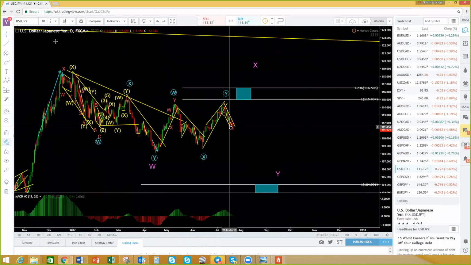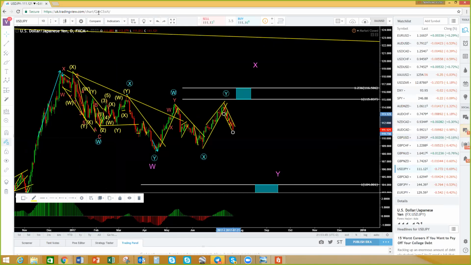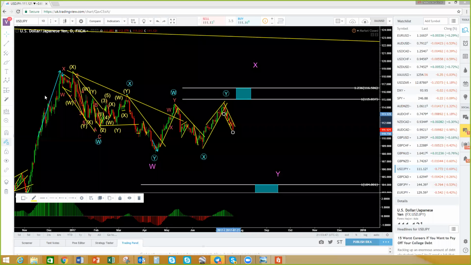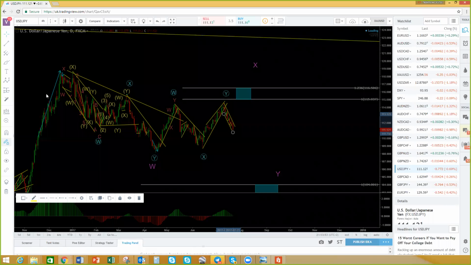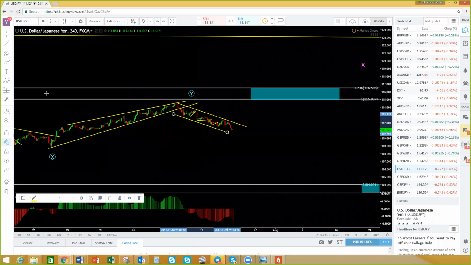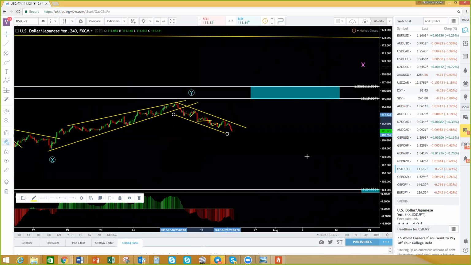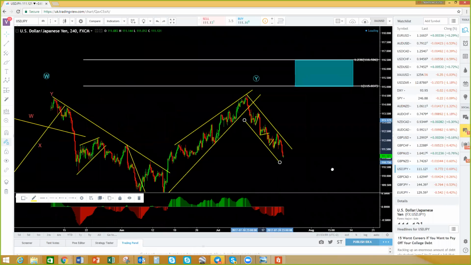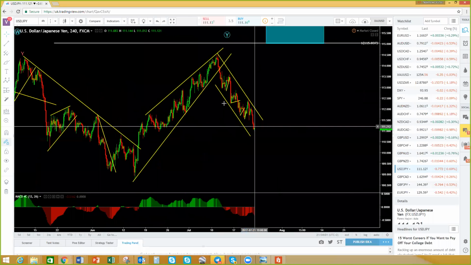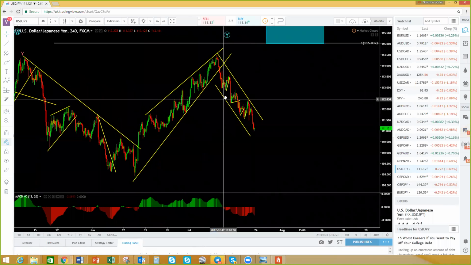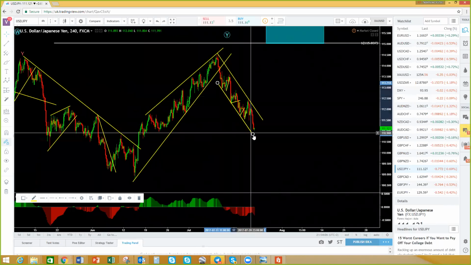We are in the downtrend in what looks like an ending diagonal. Go down to the lower time frame. I explained this US dollar JPY chart on last week's webinar. So if you want a detailed analysis on this one and what we're doing on this pair, just go to that video. It has played out exactly as we analyzed it last week.